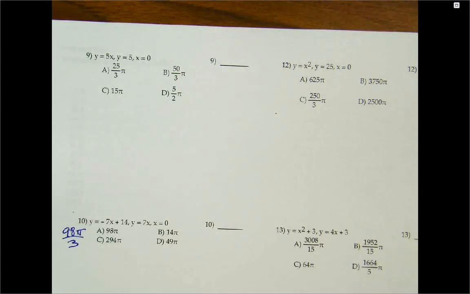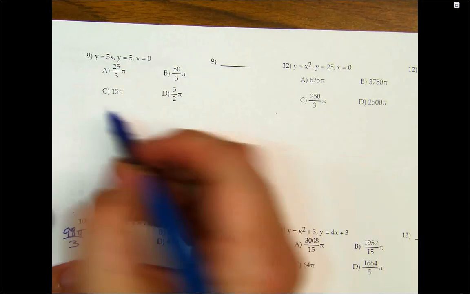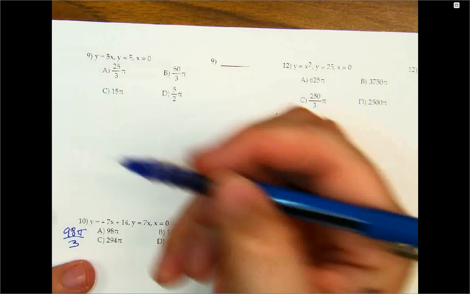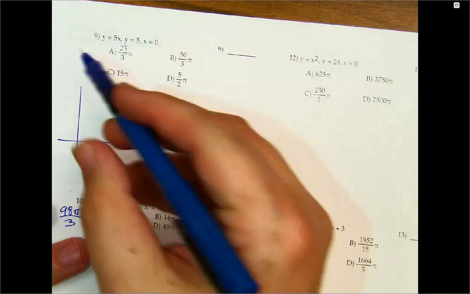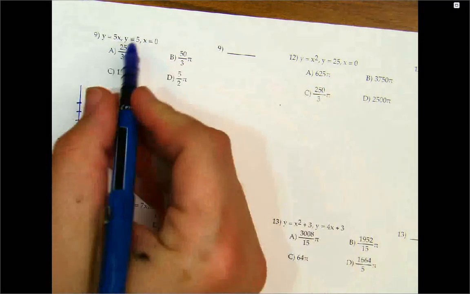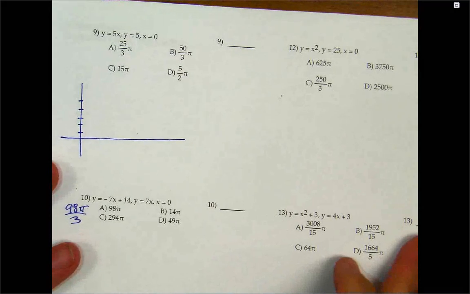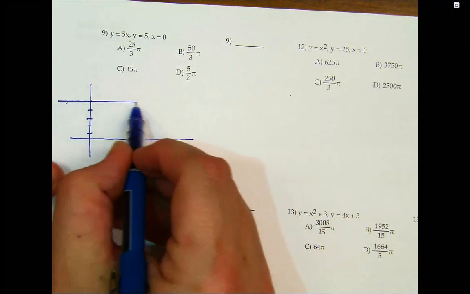All right, number 9. Number 9 says that we're going to rotate around the x-axis, because basically everything here is rotating around the x-axis. Now we have a bunch of different equations, so we have to figure out basically what's going on here. So if I go 1, 2, 3, 4, 5, the first equation, y equals 5, is right here. Y equals 5.